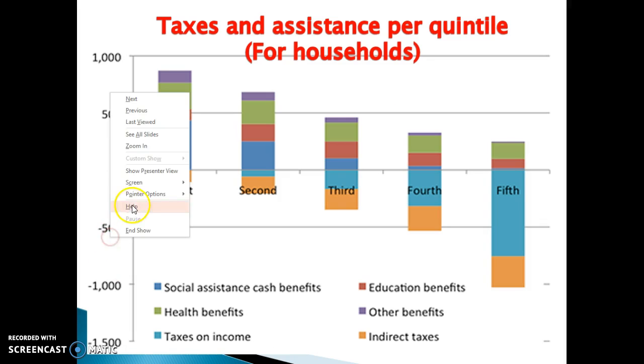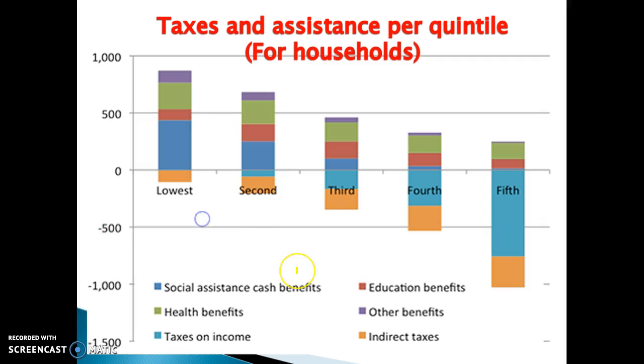Just to start off with, this is a diagram that shows the amount of tax and the amount of assistance that's given to different households within Australia, and it gives you a better indication of how the different incomes work. Whatever's below the line represents the amount of tax they're paying, and whatever's above the line represents the assistance that they're getting from the government.